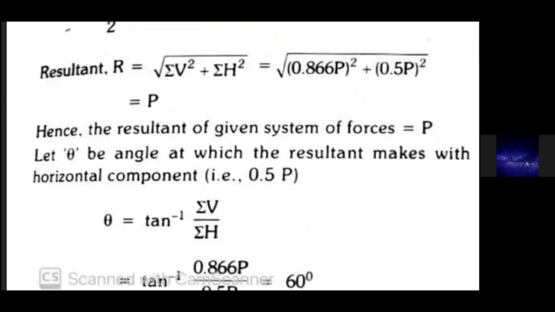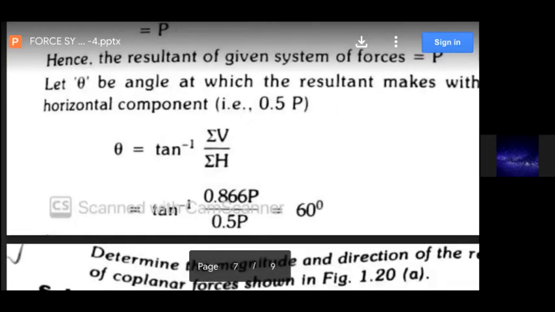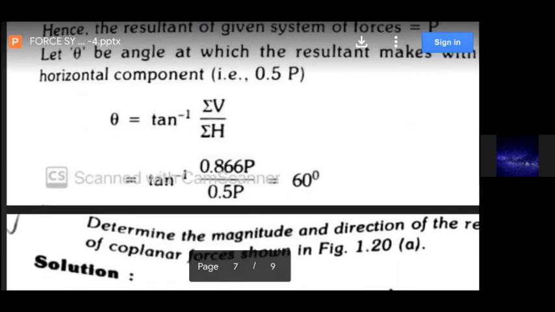And if you want to find the angle, the resultant of the force system has value P, and let us assume it makes angle theta with the horizontal. So theta equals tan inverse of sigma V by sigma H. Substituting sigma V and sigma H in this, we get theta equal to 60 degrees. So this resultant P makes 60 degrees with the horizontal line.